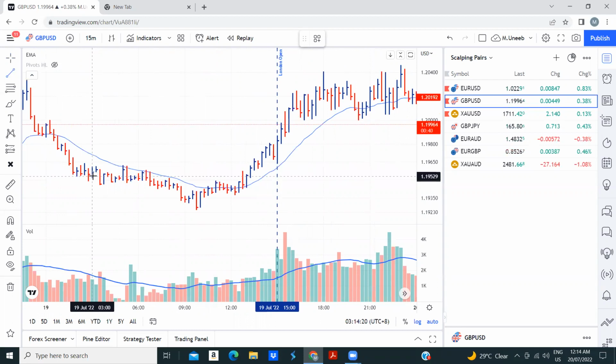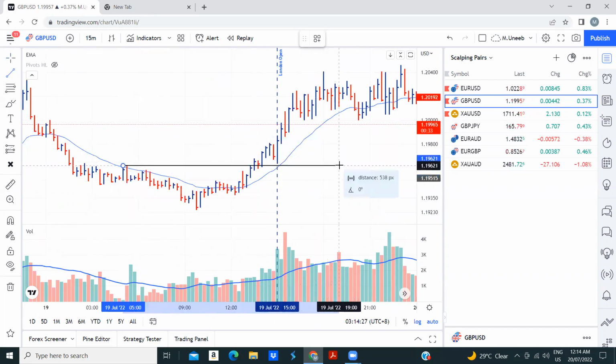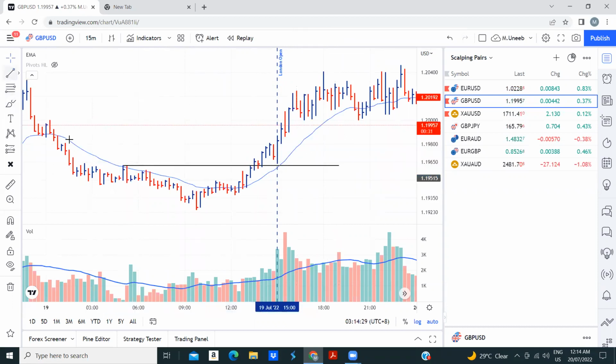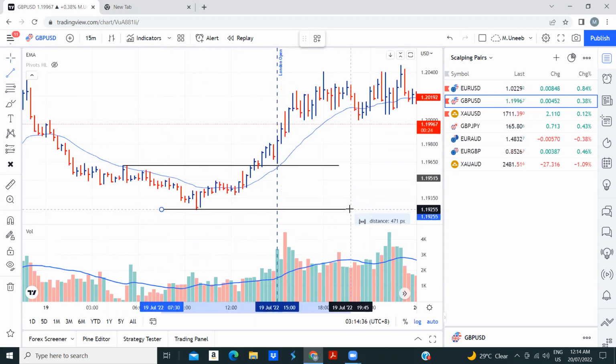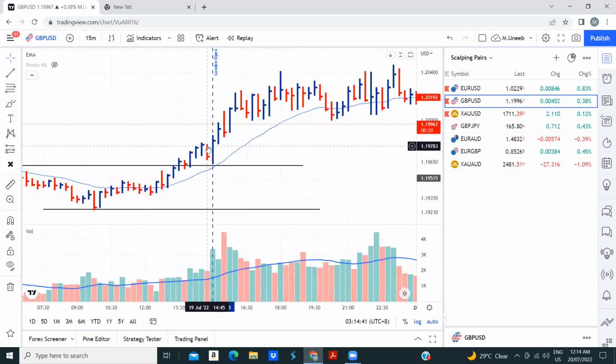So the highest point of the overnight session was most probably this one. For now it's the highest point, and the lowest point is this one. So this is the overnight session high and this is the overnight session low. Just before the London, because this one is the developing high, we don't know when this high will complete, so we cannot mark the overnight session high over here.